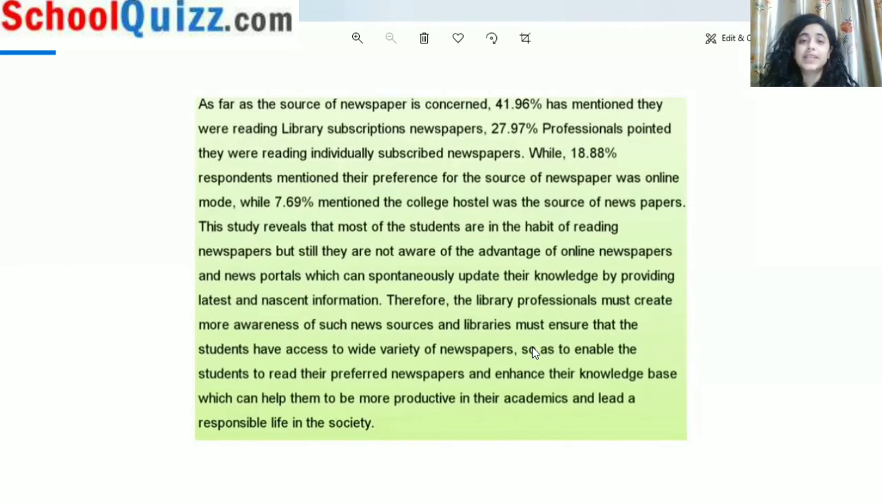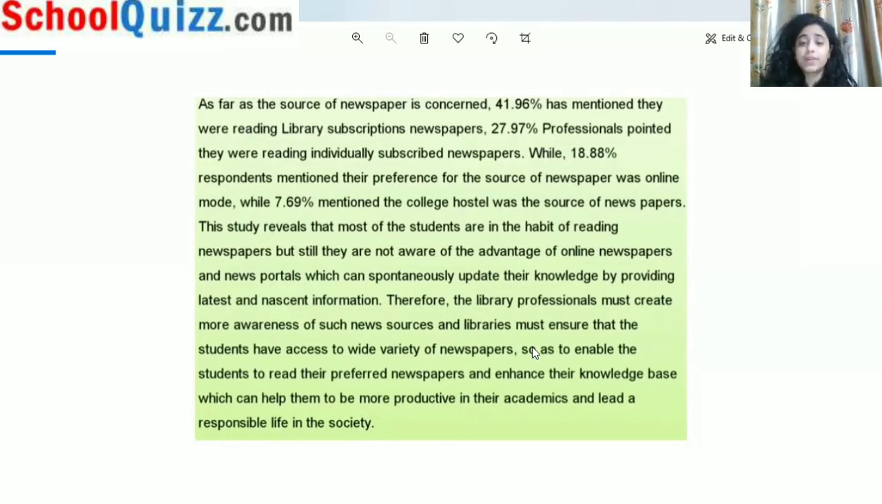Okay, so I have an assignment for you. You have to search for applications from where you can read online newspapers. This study reveals most of the students are in the habit of reading newspapers, but they are not aware of the advantage of online newspapers and news portals, which can spontaneously update their knowledge by providing latest and nascent information, means new information.